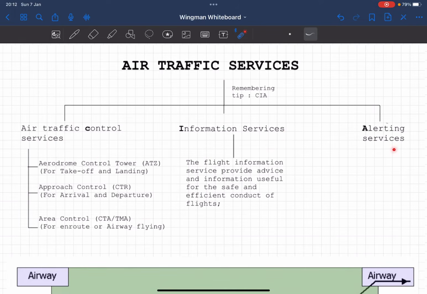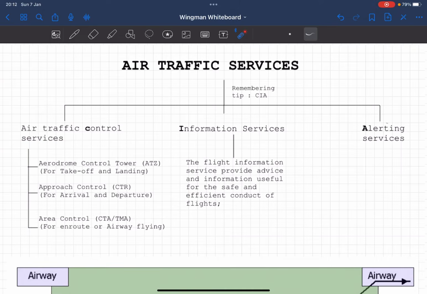What is the job of the alerting services? The alerting services' major job, and probably the only job, is to carry out search and rescue. Their job is to alert all the teams that can help and carry out the search and rescue.